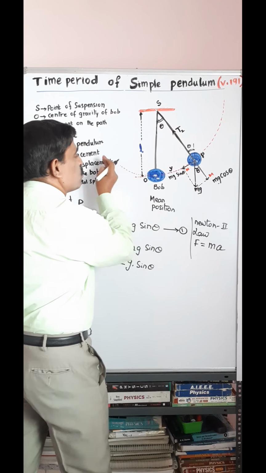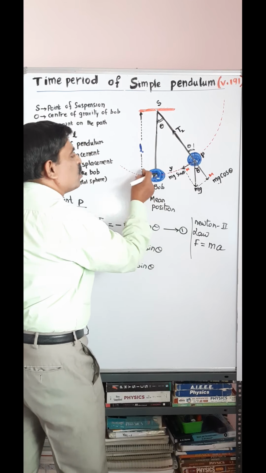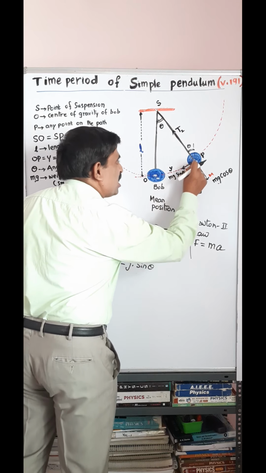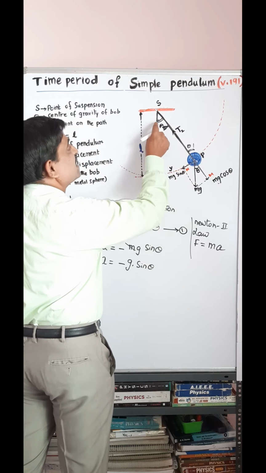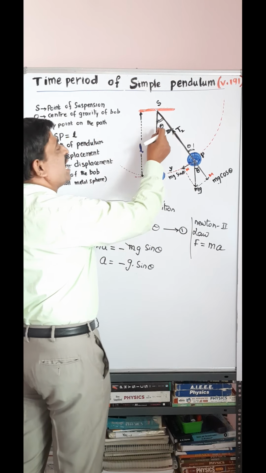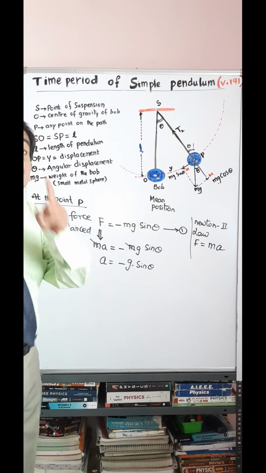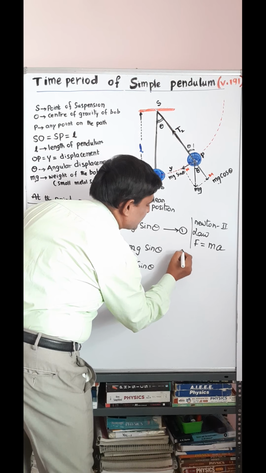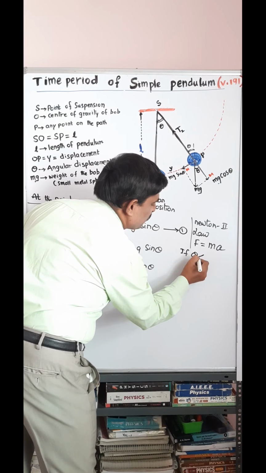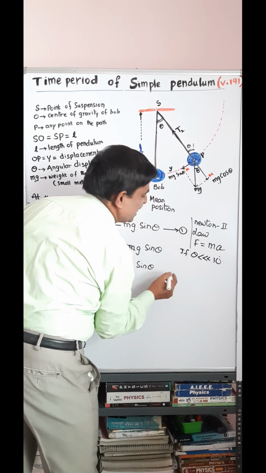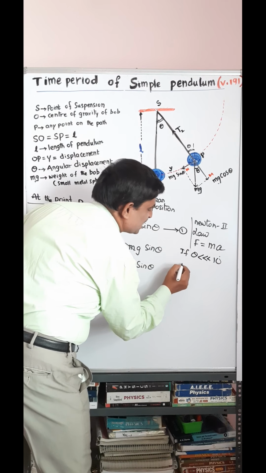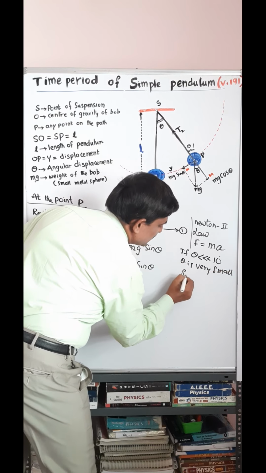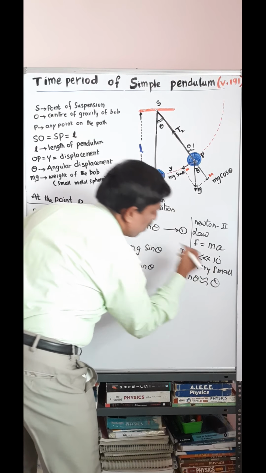Here, in the case of simple harmonic motion, the simple pendulum is moving to and fro. The amplitude must be very small. Amplitude is small means this angle is very small. In the case of small angles, if theta is less than 10 degrees, sin theta is nearly equal to theta.